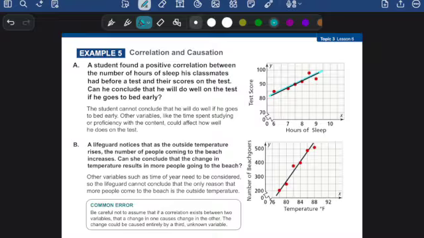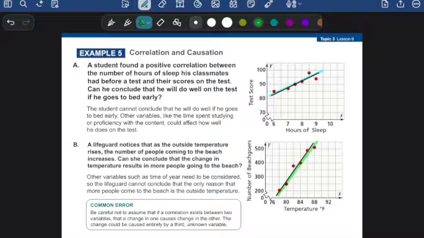Example B, a lifeguard notices that as the outside temperature rises, the number of people coming to the beach increases. Okay, that makes sense. As it gets hotter, people want to go outside and go to the beach. We do see correlation. We see that positive correlation. We see a relationship between the temperature and the number of people at the beach. Does this mean temperature is the only cause for people going to the beach? Well, no, there could be other factors.